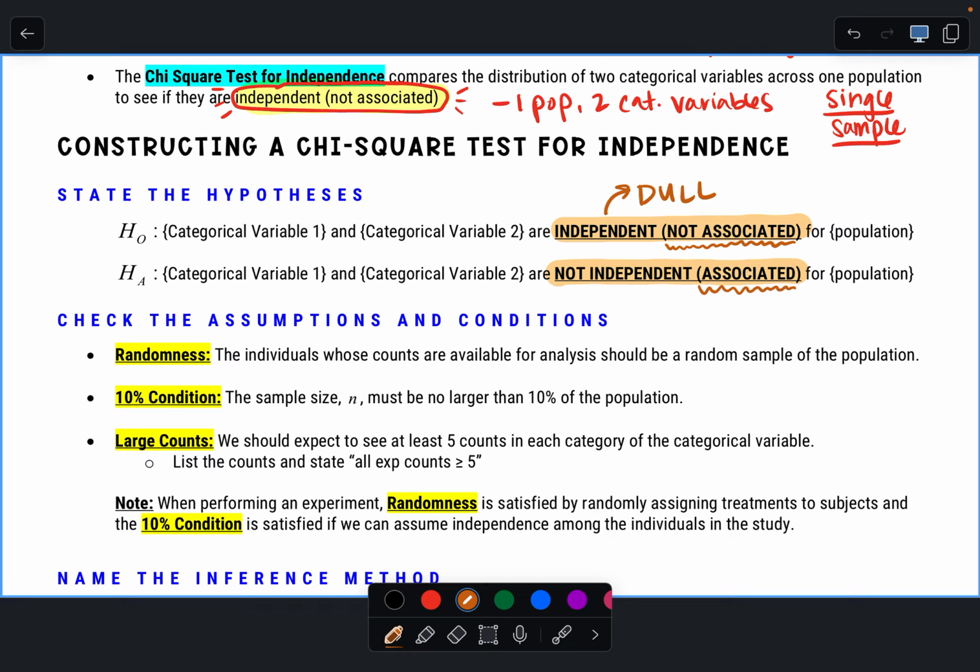It's something about it being a "not" for the null and an "associated" for the alternative, but usually that works out for people. So it's up to you. In my examples today, I'll use the word associated, but you can also interchange those with independent. Just remember that independent is equal to not associated. They don't have a relationship with each other. That's where people get confused.